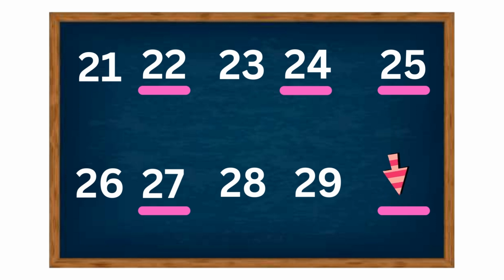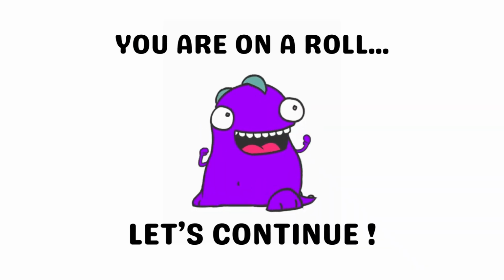Now you see 28, 29. What comes next? 20, No. Try one more time. 25. No, you can do it. Oh, I've got it. It's 30. Yes. You did it. You are on a roll. Let's continue.